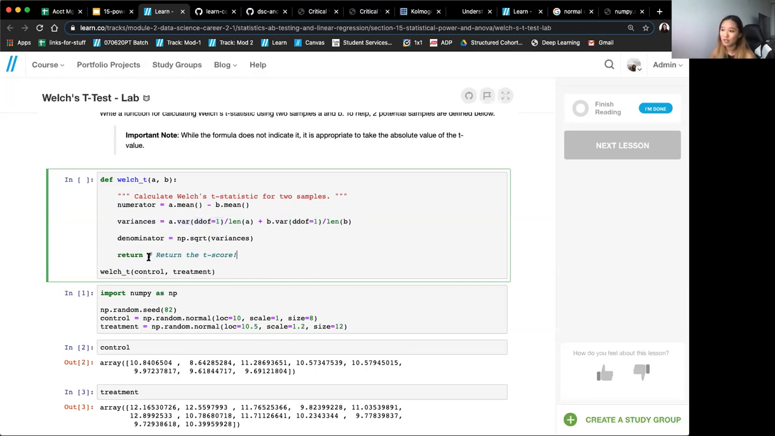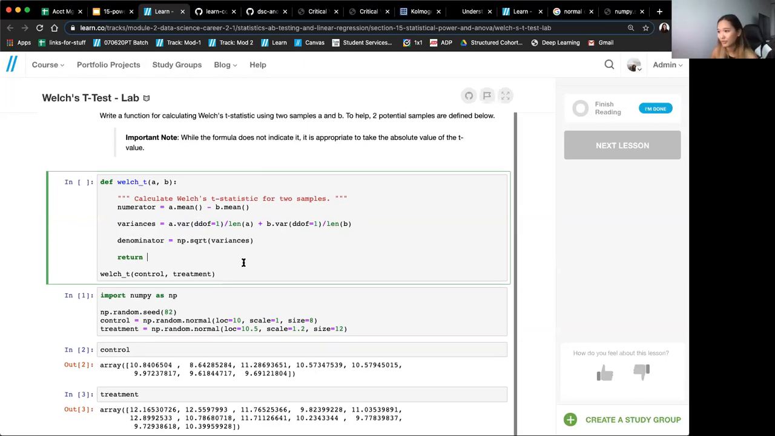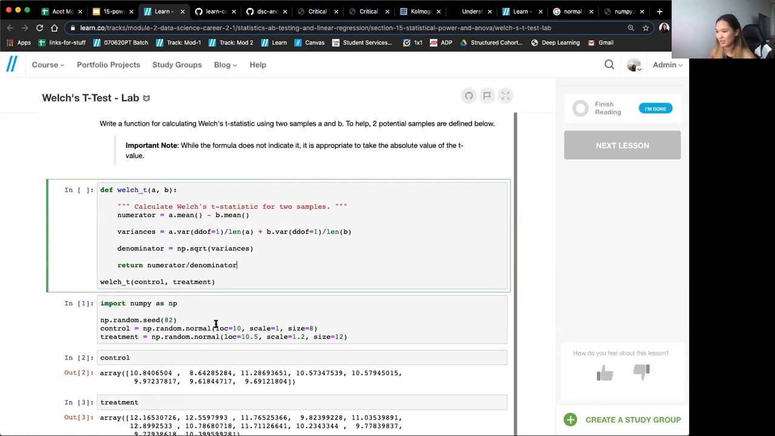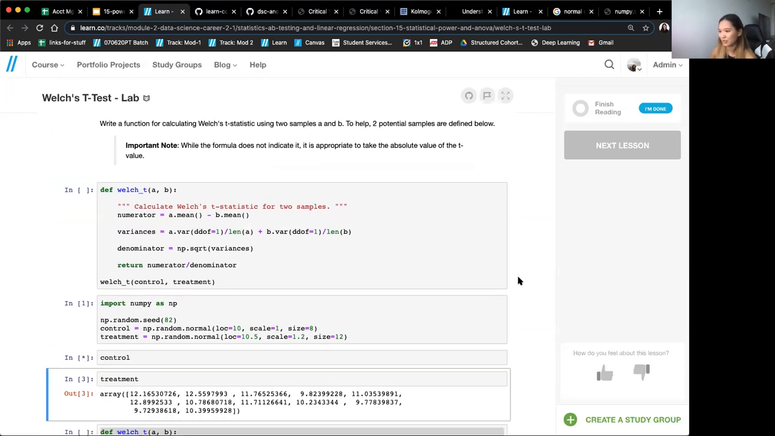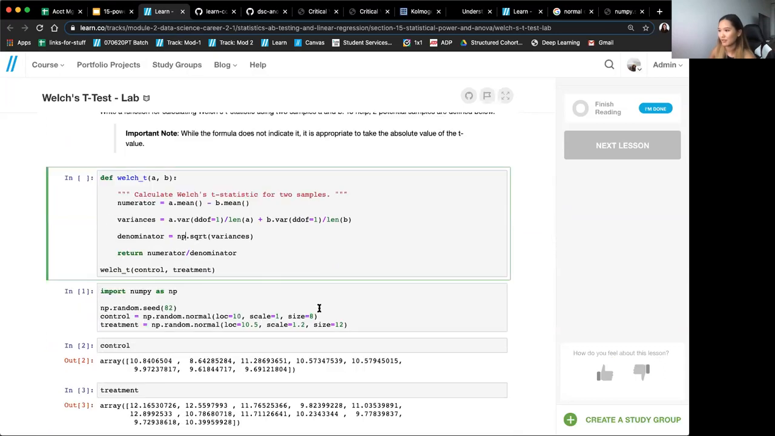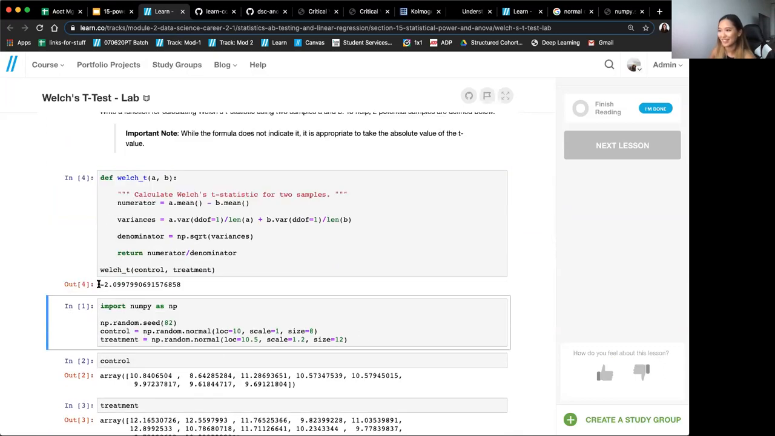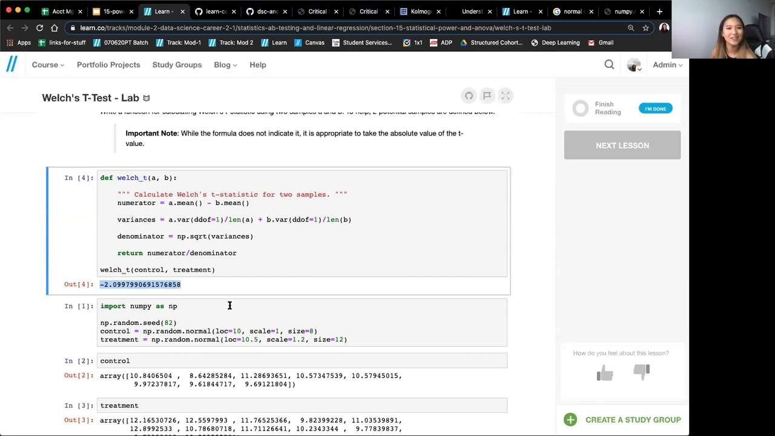And when you return it, you can put it all together there, or you can put it together separately before the return statement, but you can just do numerator divided by denominator. And that is done. So let me just run these really quickly and run this. And you can see that you have your t-value, t-statistic.